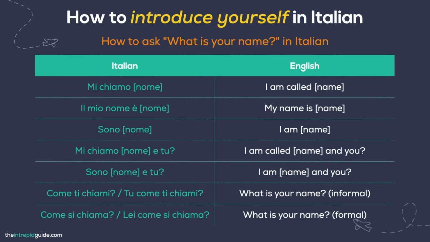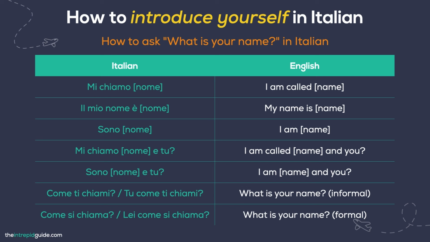Step 2. Reveal your name. Now, once the greetings are over, it's time to introduce yourself by your name. To say your name in Italian, use the following phrases. Mi chiamo. I am called. Il mio nome è. My name is. Sono. I am. Typically, if you share your name first, it's natural to ask the other person's name in return.